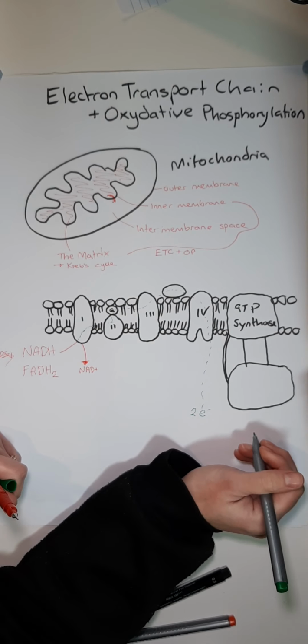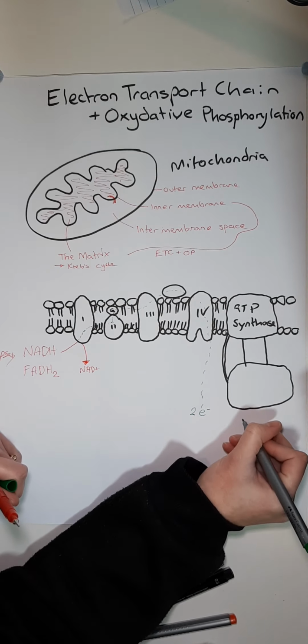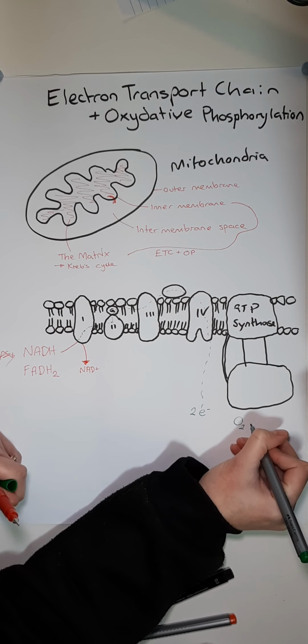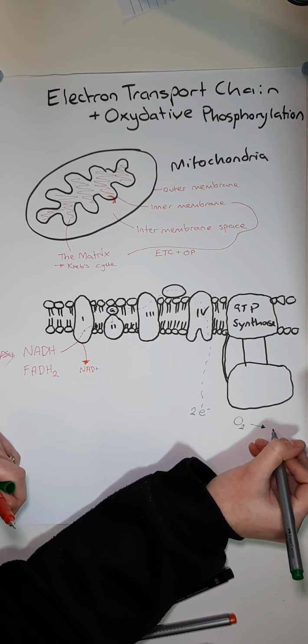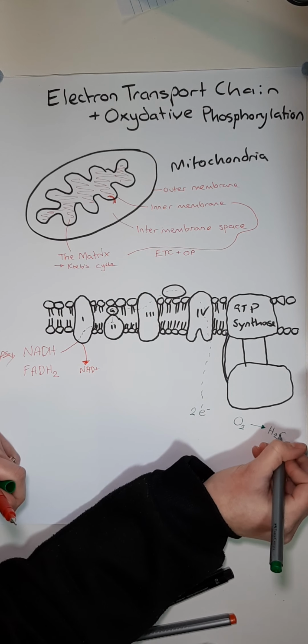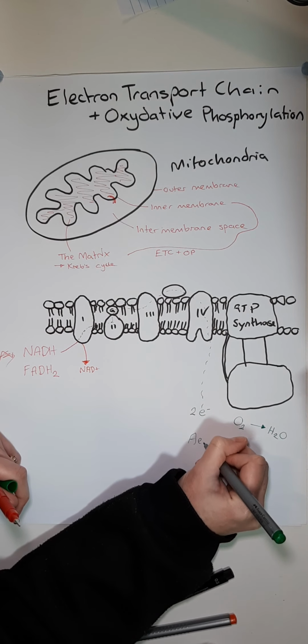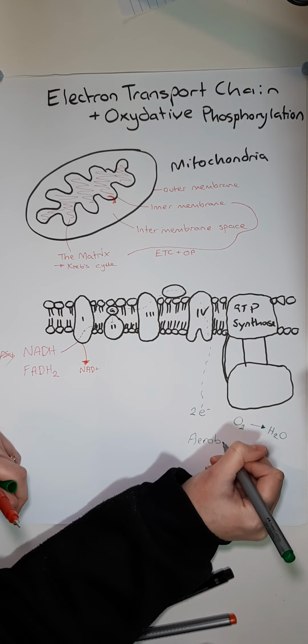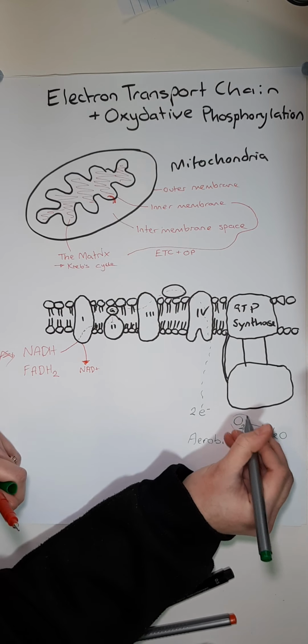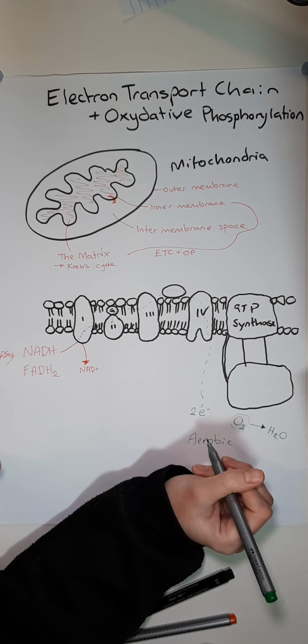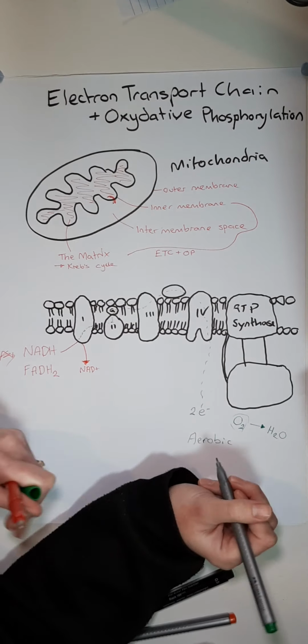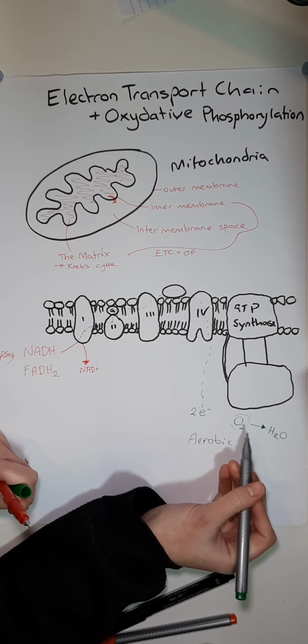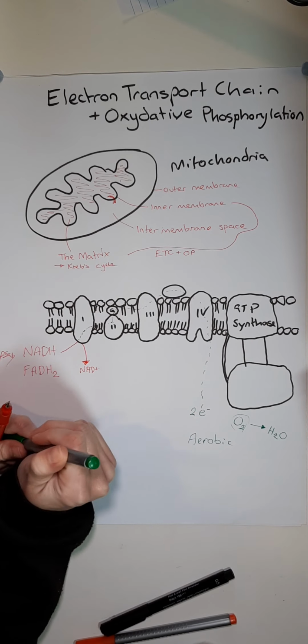They're ready to attach to some oxygens to make some water. This is why this process is aerobic, because we need to have oxygen available in order to make water, in order to drive the entire chain. Okay, but we're not ready to make water yet because we're missing hydrogen.